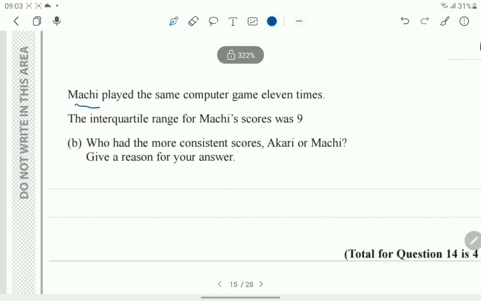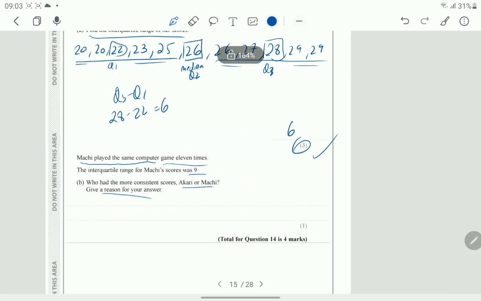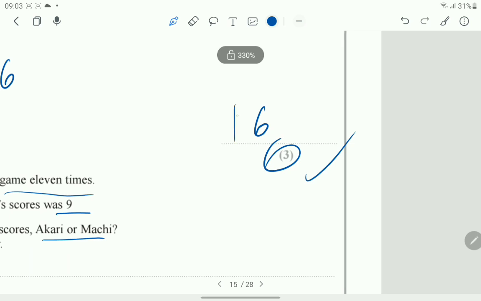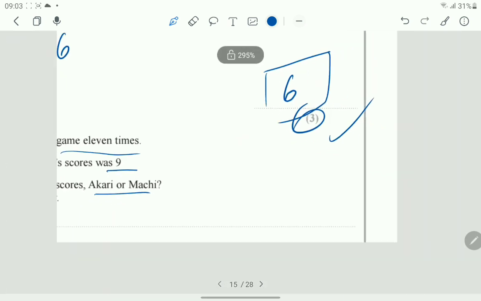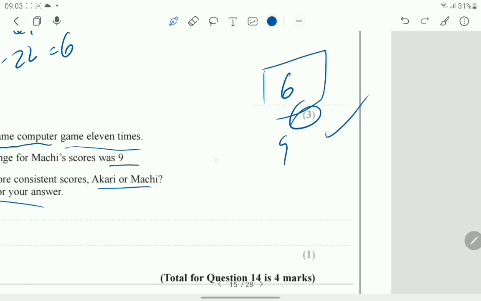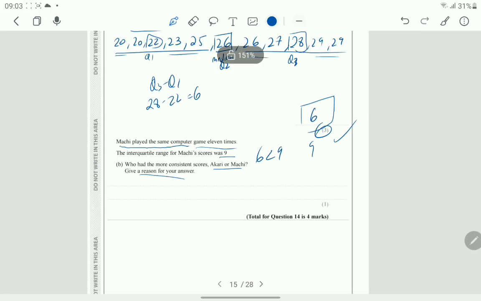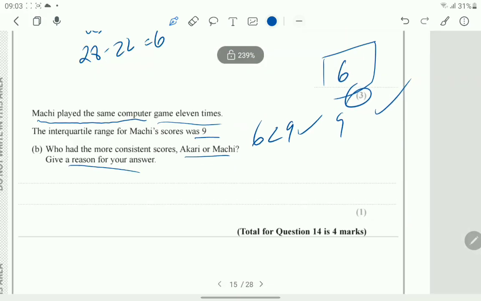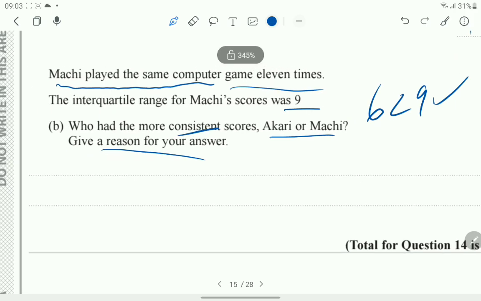So Maki played the same computer game 11 times. Her interquartile range for Maki's scores was 9. Who had the more consistent scores, Akari or Maki? Give a reason for your answer. Now, Akari's scores were spread out. Her interquartile range was 6 and Maki's was 9. So 9 is greater than 6. Well, obviously, Maki's scores were more spread out and there was less consistency.